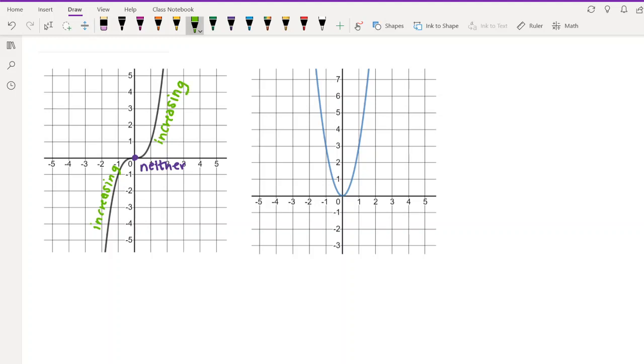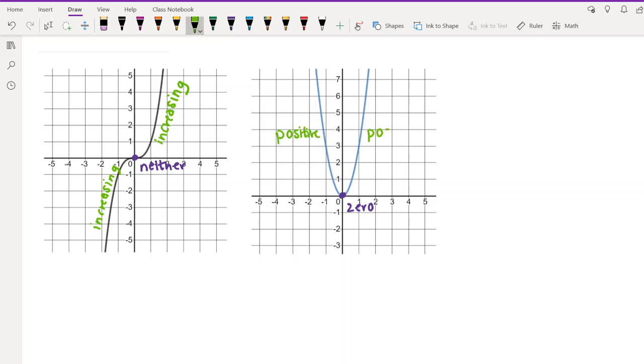And so what connection can we make to the derivative function? Well, notice the derivative function always lies above the x-axis, except at 0. So this is the only point where the derivative is equal to 0. If we look at the other parts of the graph, they're all positive.